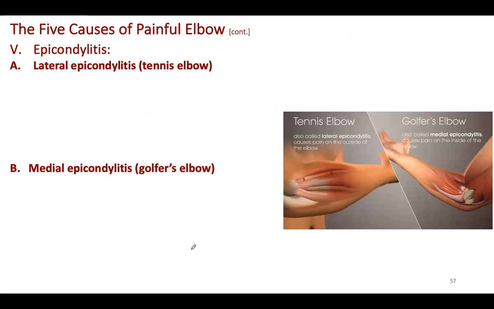And finally, epicondylitis. Inflammation of structures around the lateral epicondyle is called lateral epicondylitis, or tennis elbow, because this movement, the famous backhand movement of tennis players, aggravates the condition or worsens the pain. Versus medial epicondylitis, inflammation of structures around the medial epicondyle, is called golfer's elbow, because this movement, a famous movement done by golf players, again aggravates the condition.